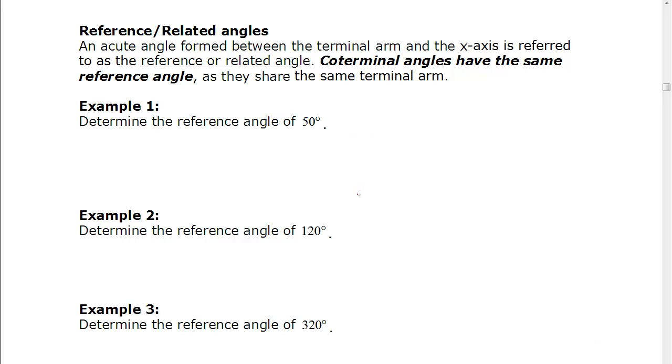This leads us to a quick discussion about reference or related angles, and this is really important when we start talking about angles that aren't found in triangles. An acute angle that's formed between the terminal arm, so where the angle ends, and the x-axis, and notice it doesn't say positive x-axis, is called the reference angle, or related angle. I'll call it the reference angle. Coterminal angles have the same reference angle. And that's a very important statement because we're going to use that when we talk more about trigonometry.